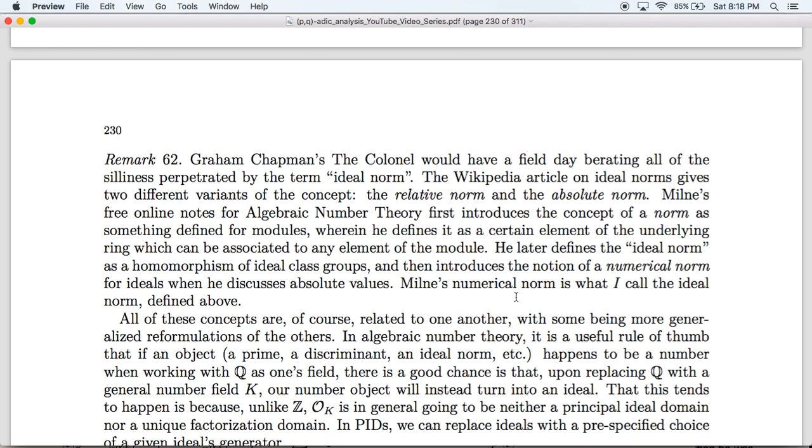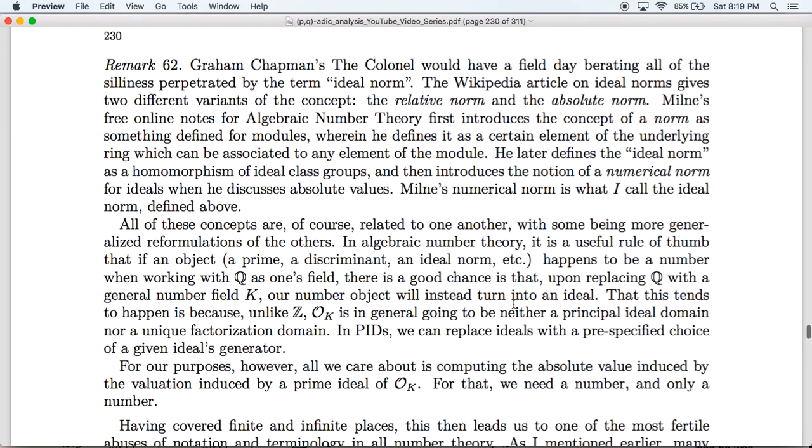All of these different concepts, of course, are related to one another, with some being more generalized reformulations of the others. In algebraic number theory, it's a useful rule of thumb that if an object, a prime, a discriminant, an ideal norm, etc., happens to be a number when you're working with Q as your field, there's a good chance that when you replace Q with a more general number field K, your number object will instead turn into an ideal. As I said in the previous part, this tends to happen because, unlike the rational integers Z, the general number ring is going to be neither a principal ideal domain nor a unique factorization domain.